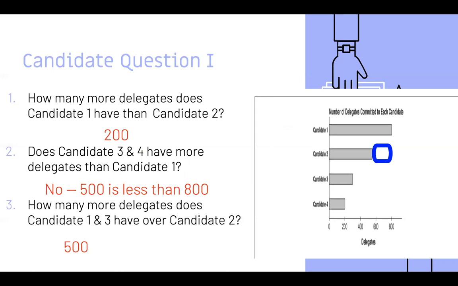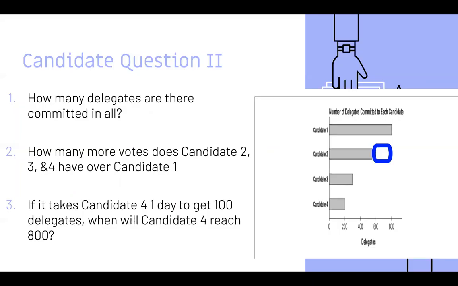And how many more delegates do candidates one and three have over two? Well, we know that candidate one has 800 and candidate three has about 300, so that's 1100. And candidate two has 600, so that would be 1100 minus 600, which is 500. I do apologize for that mishap. Let's look at another set.